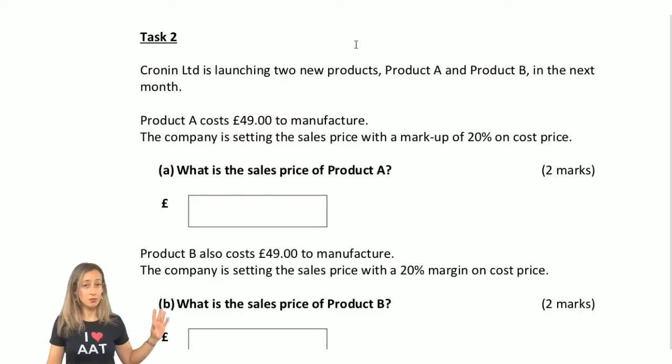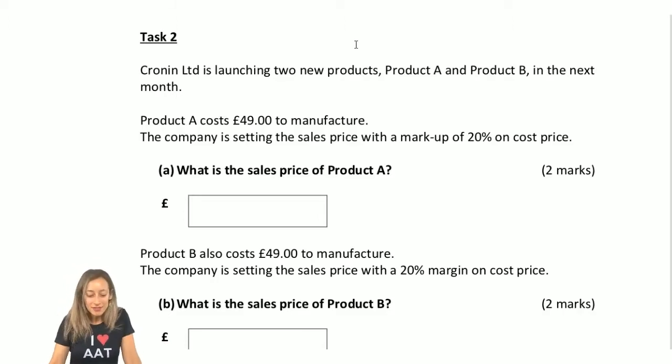So if you see something that you don't like, skip it, do the things that you like, and come back to the difficult ones later on if you have time, okay? So let's have a look. Task 2. I'm ignoring the story for now, I just want to find out what the requirement says.